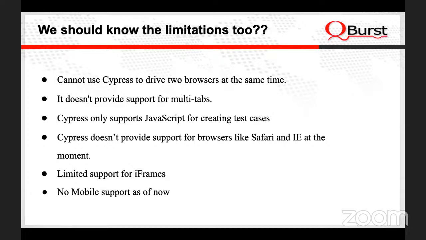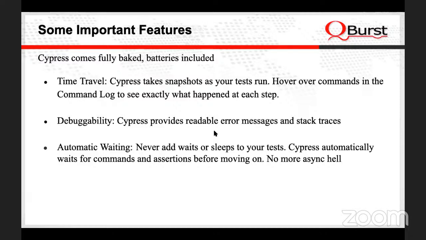Okay, so we have discussed the advantages and disadvantages. And now we'll talk about some of the important features. So the time travel, I have already mentioned it. Cypress takes snapshots as your test is running. You can just hover on the commands, the steps, and you can see what happened during the execution of that command on the right side of the test runner. I'll show you this in the demo or setup part.